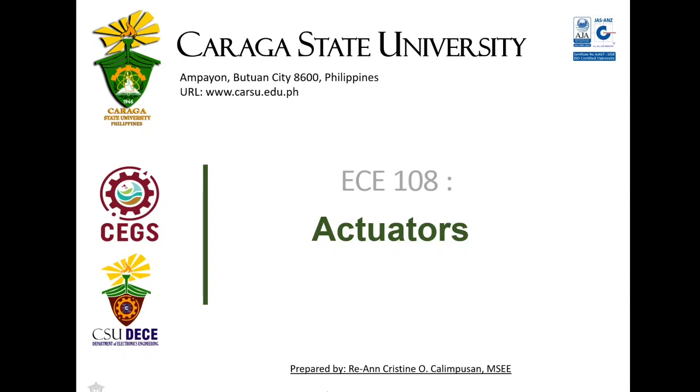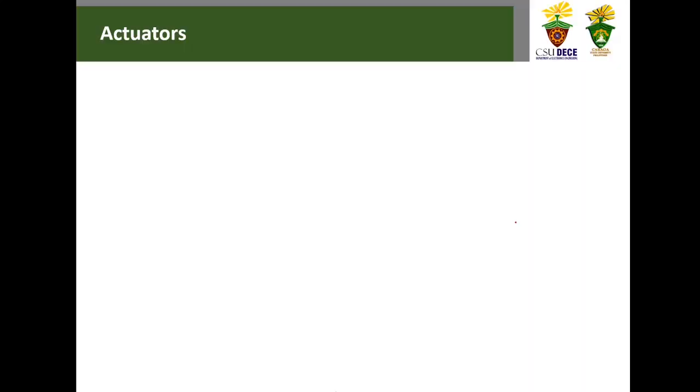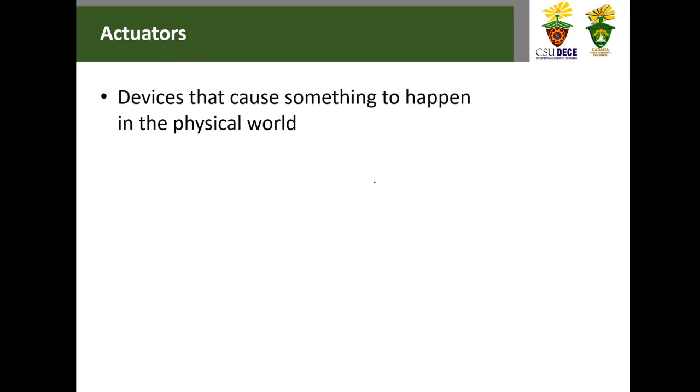Our topic for today is actuators. So, what are actuators? They are devices that cause something to happen in the physical world. If we have a sensor, that is a device that receives information from the environment or the physical outside world, then we also have actuators, with which, from our microcontroller, we can control the outside world. So simply, they are the output of the IoT device.